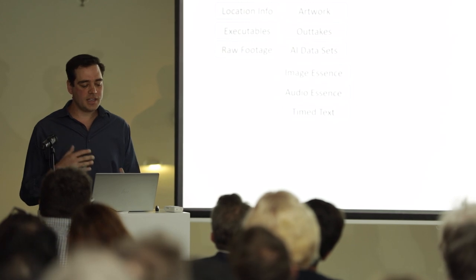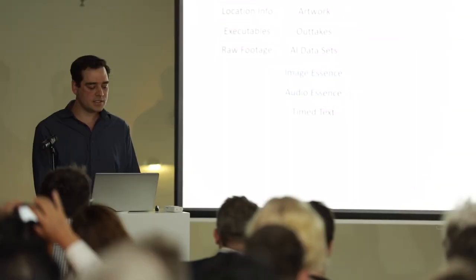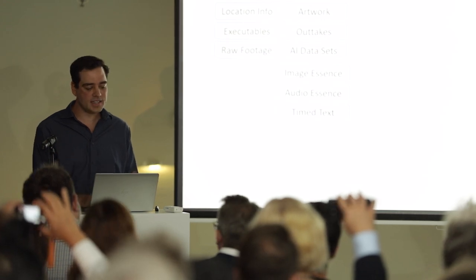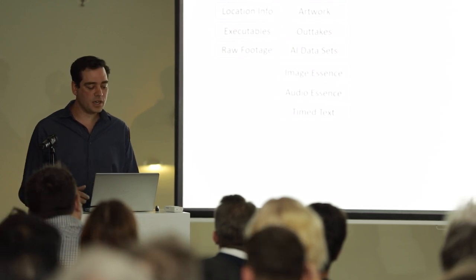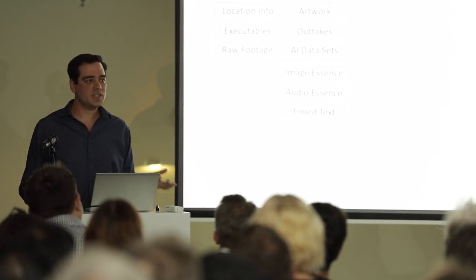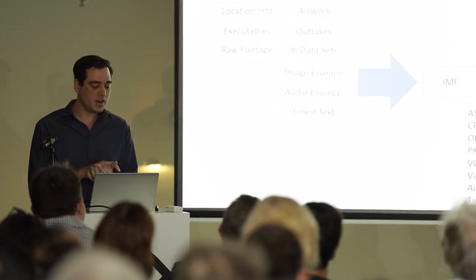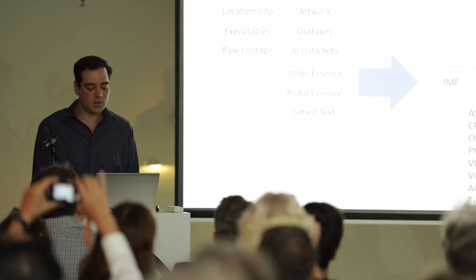When we look at what is created inside of a production, we have scripts, we have edit notes, we have budgets, we have all this stuff, and at the bottom you can see we have image essence, audio essence, and timed text, which are what a lot of people think of as the actual assets. Inside of a production, you really have a lot of these other things going on, and what do you do with them? Because you don't really put them into IMF. Effectively, you take the image, audio, and timed text. That is what you put into your IMF, and that's what goes out for either distribution or what you consider some kind of final archive.